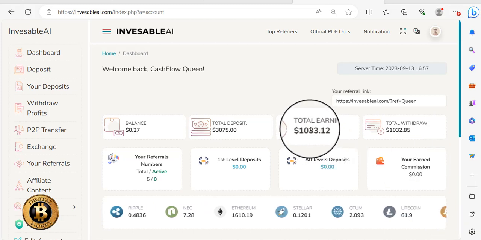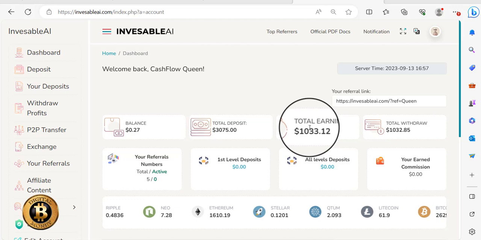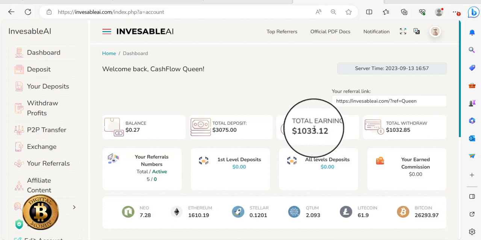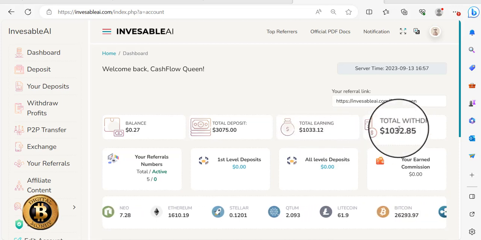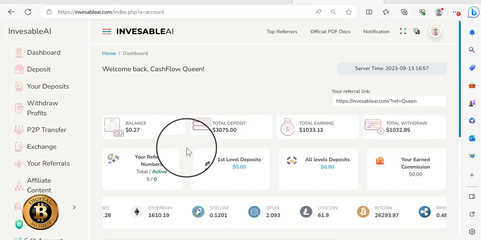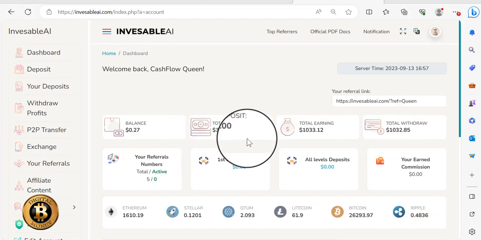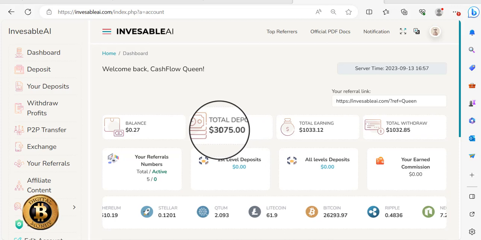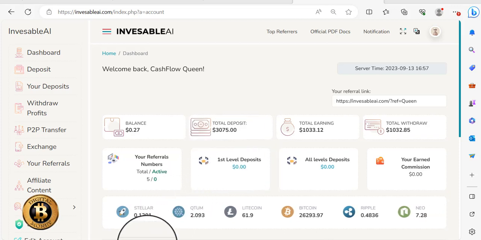You see the total earnings off of my deposit is 1,033. Total withdrawal is 1,032. And my deposit on this is right here. Okay, so everything is working the way it's supposed to.